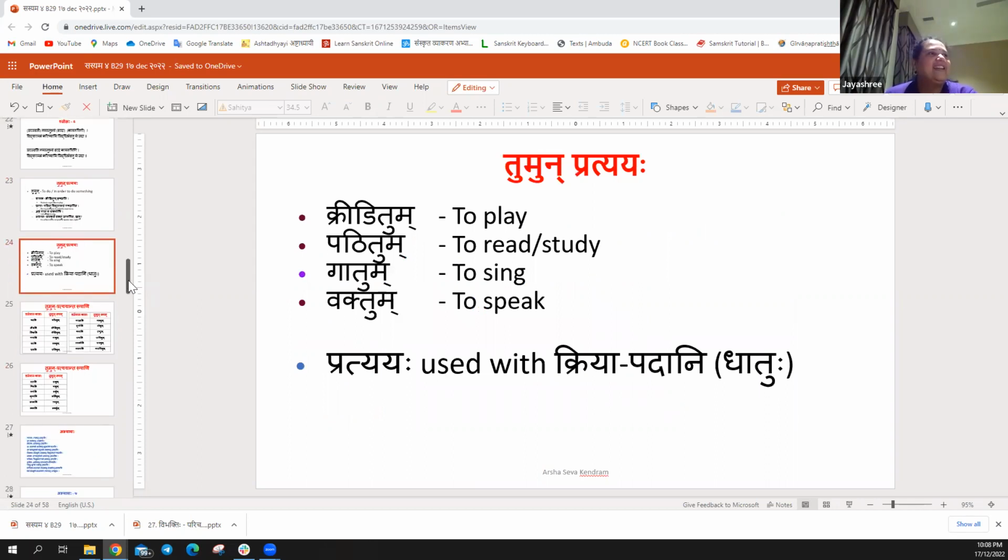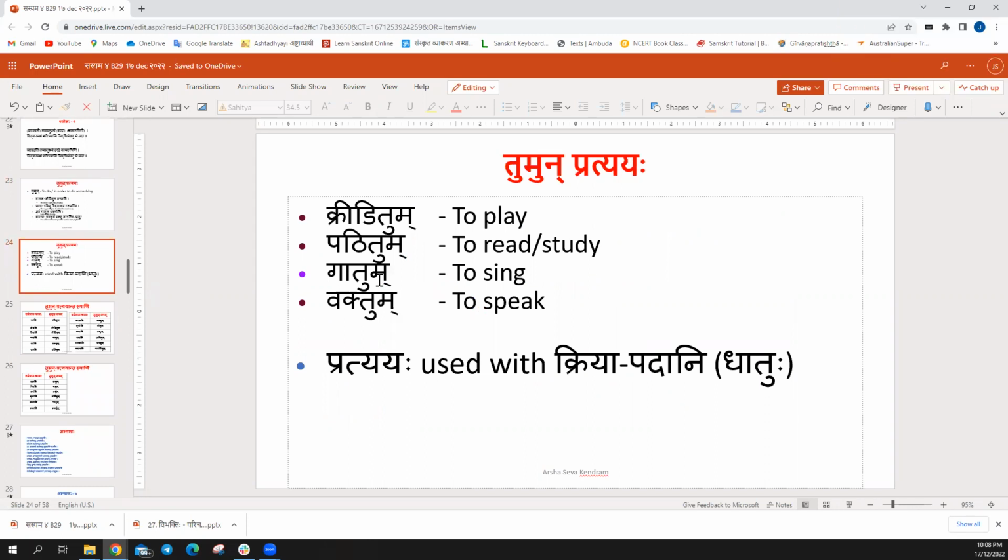Sita Geetam Gatum. She wants to sing. Yeah, you said it right. She likes, she wants. Ichhati. Ichhati, okay.